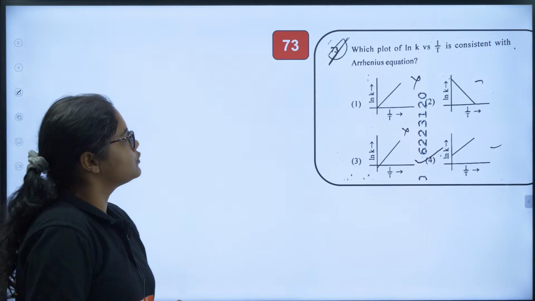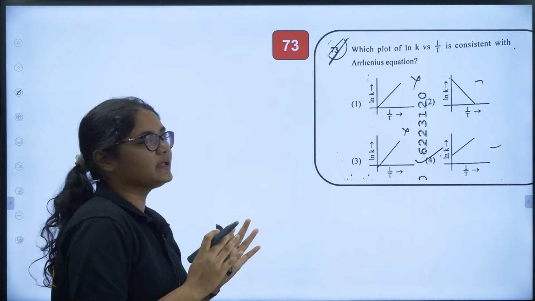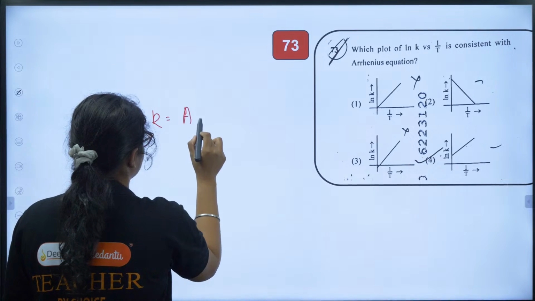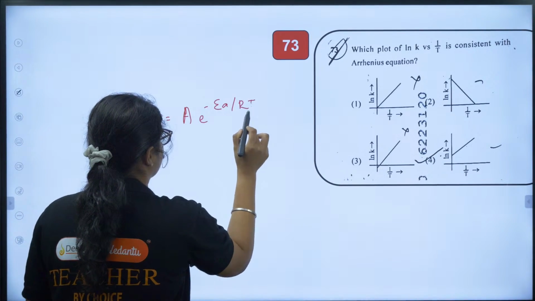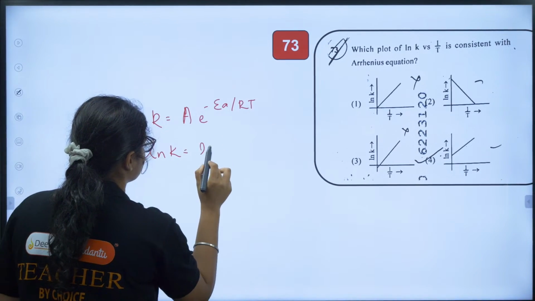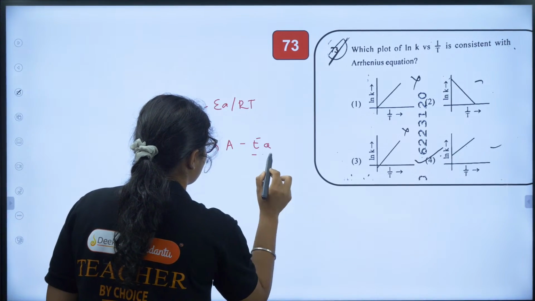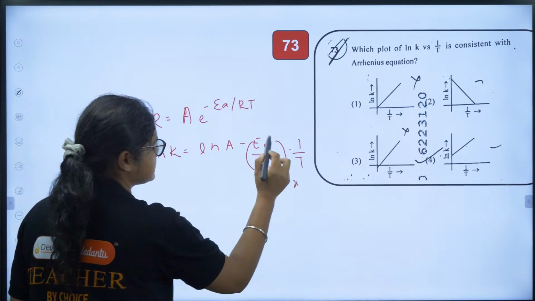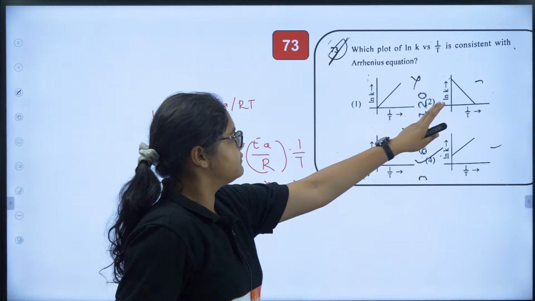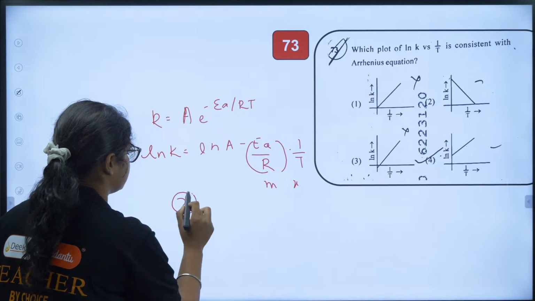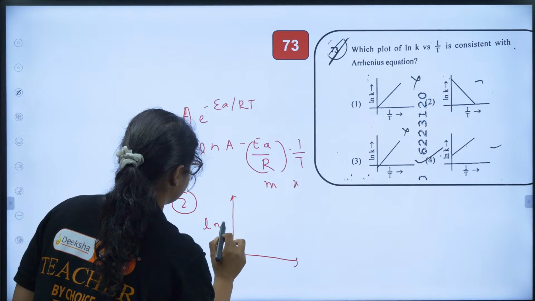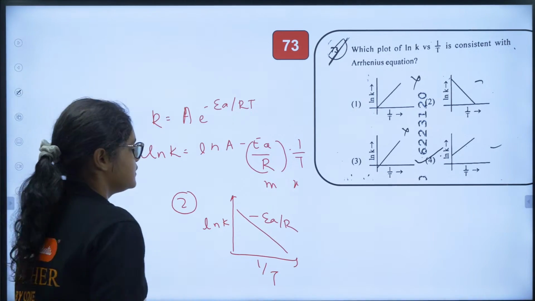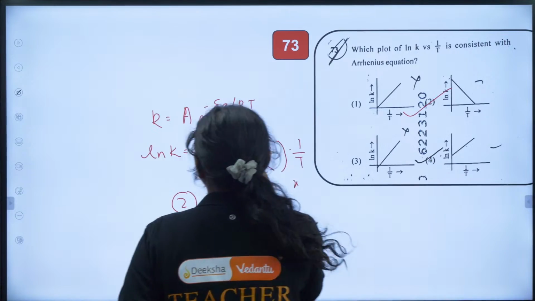Next question. So the question is from chemical kinetics, ln K versus 1 by T plot. So you know the equation, K is equal to A into e to the power of minus Ea by RT. Taking ln on both sides, we'll get ln K is equal to ln A minus Ea by R into 1 by T. Right, so you can see this is y = mx + c, and the slope is negative. So we will get option number 2 as the correct one. Okay, so the graph will look like this, ln K and 1 by T, and we'll get a line like this. That slope is minus Ea by R. So the correct answer for this question will be option number 2.